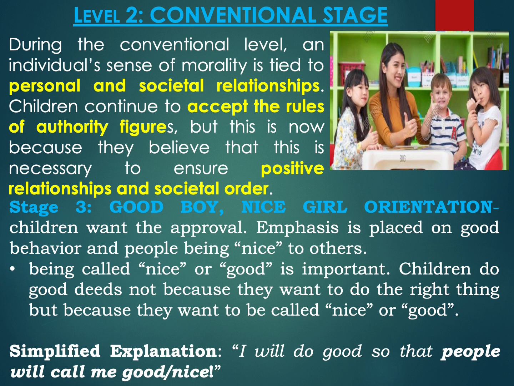Children during this stage do good deeds not because they want to do the right thing, but because they want to be called nice or good. So let's simplify. During the good boy, nice girl orientation, they say, I will do good so that people will call me good or nice. So that's stage 3 under the conventional stage.